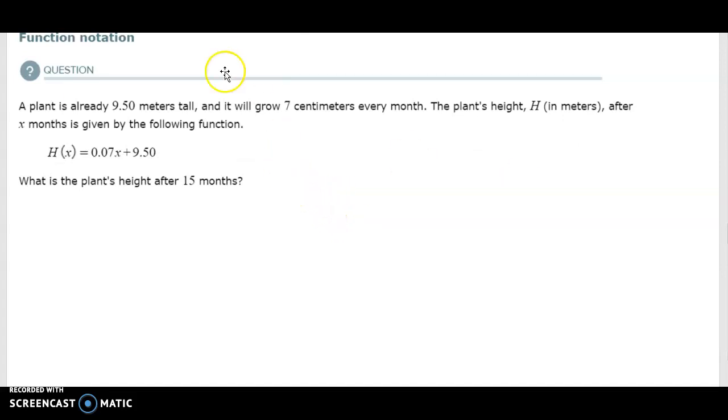So this one, I have a plant that's already 9.5 meters tall. It'll grow 7 centimeters a month. The plant height in meters after x months is given by the following function. What is the plant's height after 15 months? So it gave us the input and it wants the output.